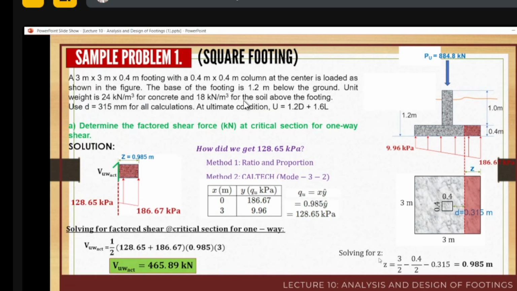Okay. So if you can solve that, we can now determine the alternate shear capacity for wide beam shear, that is the one-way shear, for the first determination.